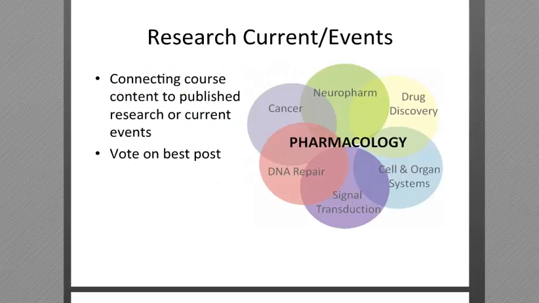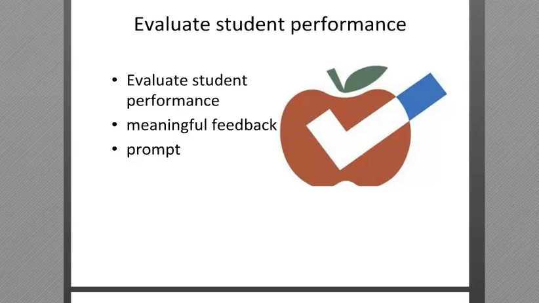All right, so the last one is research and current events. One of the things that you can do for a discussion is assign students to connect course content to published research or current events that are happening in your discipline today. So you assign the groups to go out, find this content, and then bring it back and post it into a discussion forum and have them discuss what has been provided to the class. You can also have them vote on ones that they find to be the most interesting and then have the discussion revolve around that.